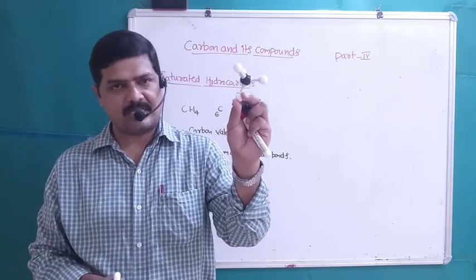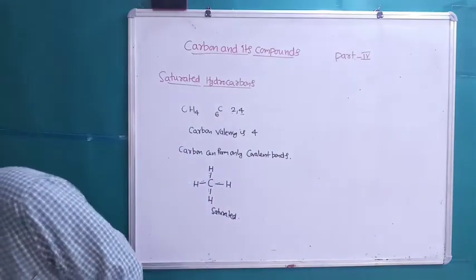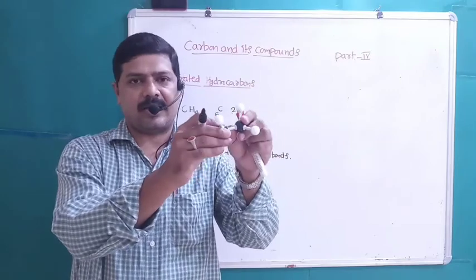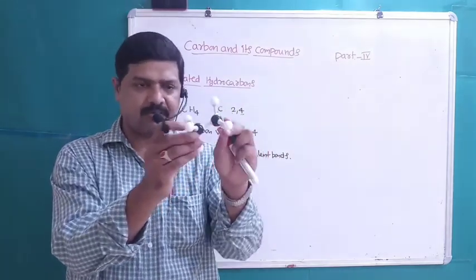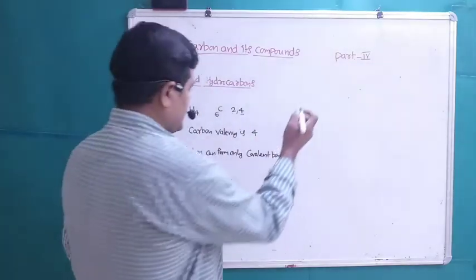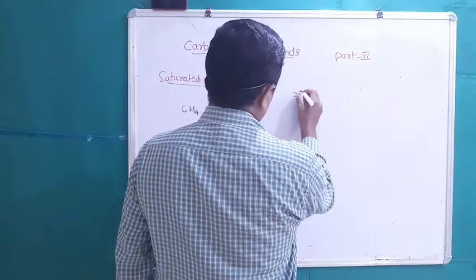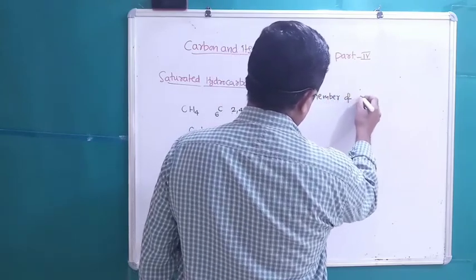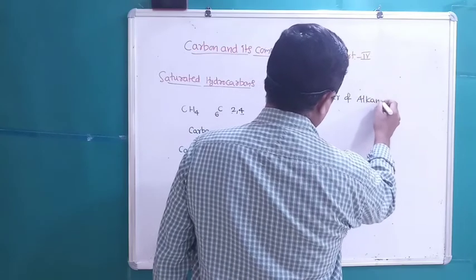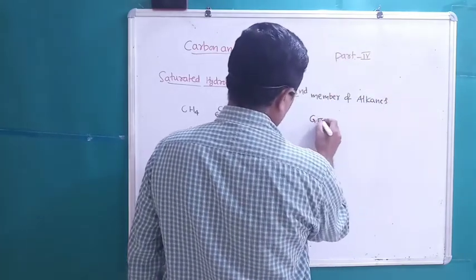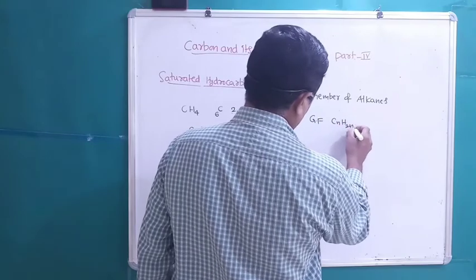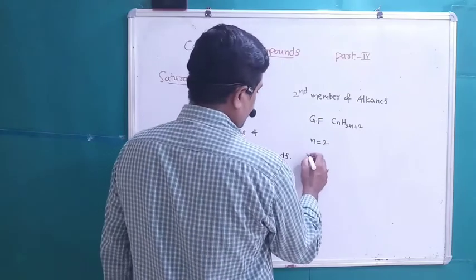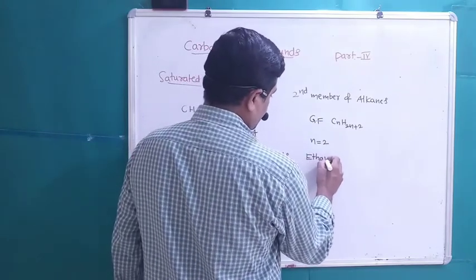CnH2n plus 2 is the general formula. The second member, ethane, will be like this. When 2 carbon atoms are there in the alkane, in CnH2n plus 2, we get ethane. I will write here: second member of alkanes, general formula CnH2n plus 2. When we put n equal to 2, the name of that hydrocarbon is ethane.